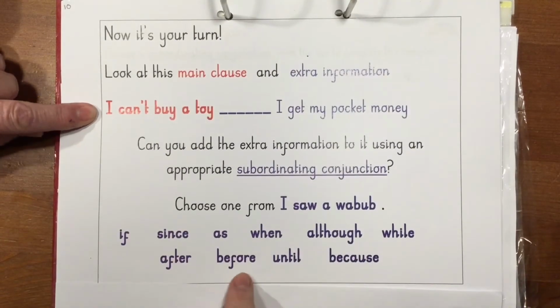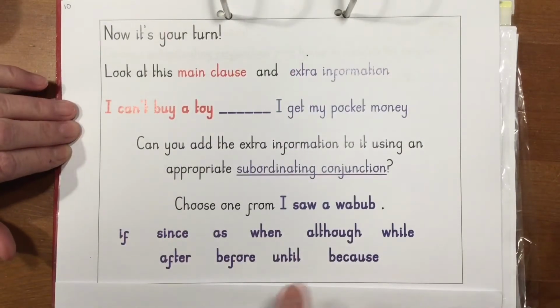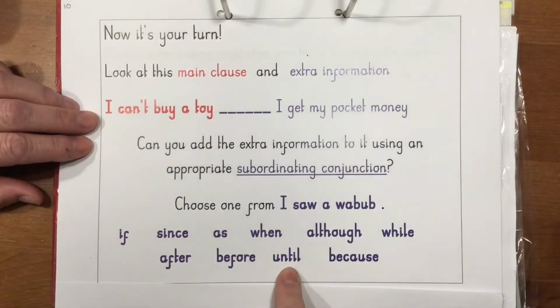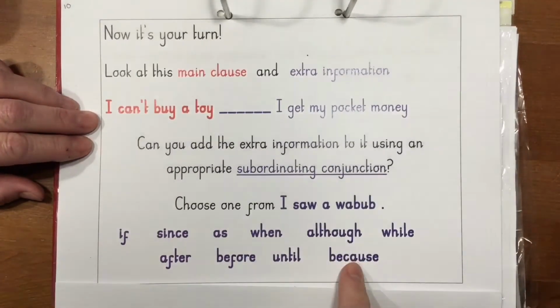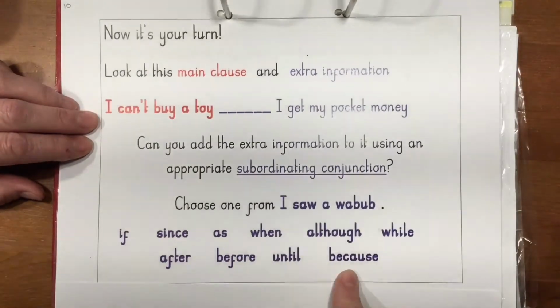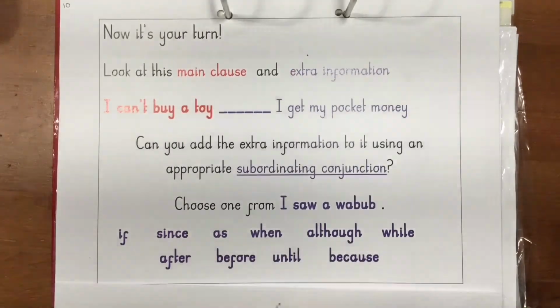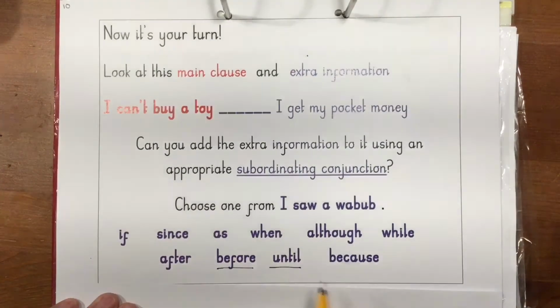I can't buy a toy before I get it. That makes sense. I can't buy a toy until I get my pocket money. That makes sense as well. I can't buy a toy because I get my pocket money. That doesn't make sense. So two good choices here would be before and until.